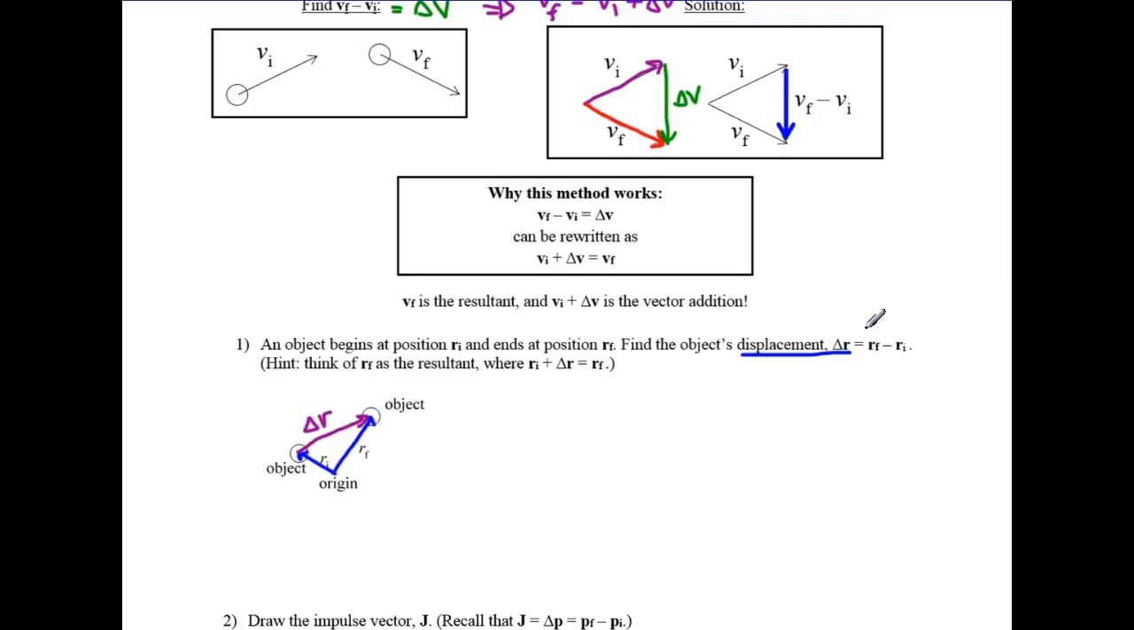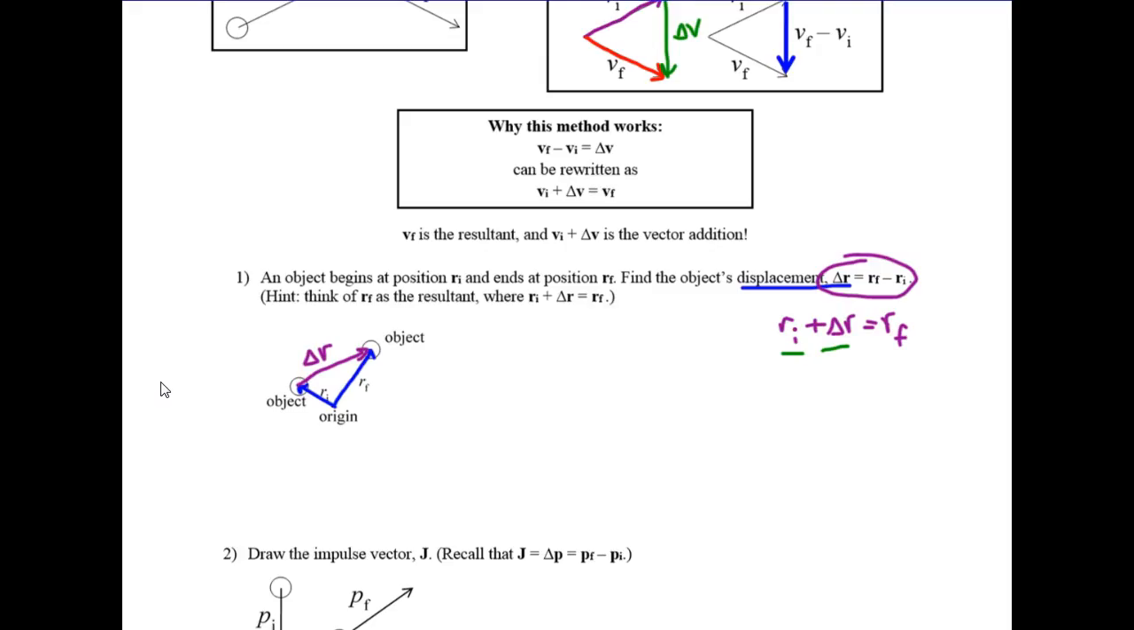How do I know? Well, if I rewrite this to show the addition, I should add r initial to both sides. Now I see r final is the resultant, so it should be tail to tail. Yes, it is. It should be tip to tip. Yes, it is. Whoops. It should be tip to tip up at top, tail to tail at the bottom. And delta r is being added tip to tail with r initial, just like this shows.